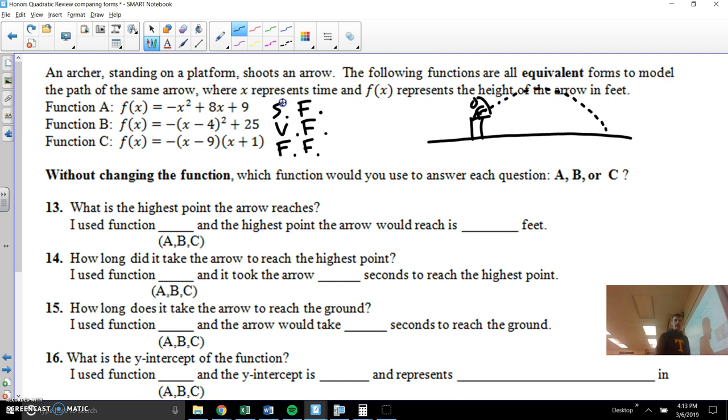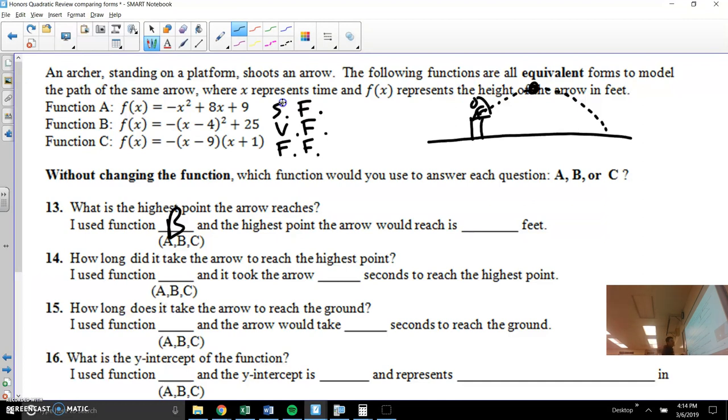Okay? And so if you wanted the highest point, would you want standard form, vertex form, or factored form? Well, the highest point would be called a maximum, but another word for that would be vertex. You're looking for the vertex there. So I'm going to lean towards B. And then I want you to think about what those numbers are trying to tell me in terms of the story and what that highest point would reach in terms of feet. What is the max number of feet that the arrow reaches?